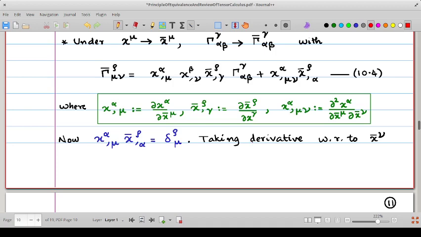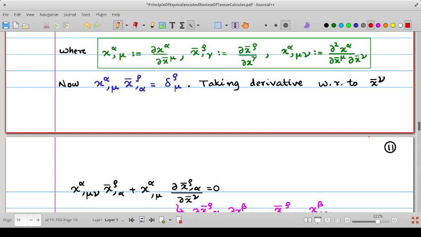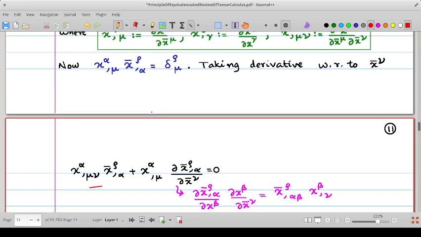And taking the derivative of this expression with respect to nu, we will get, using the product rule, x alpha comma mu nu, the derivative of the first term, multiplied by x bar rho comma alpha. So that's given here. Plus the first term, which is x alpha comma mu, times the derivative of the second term, that is the derivative of x bar rho comma alpha with respect to x bar nu.